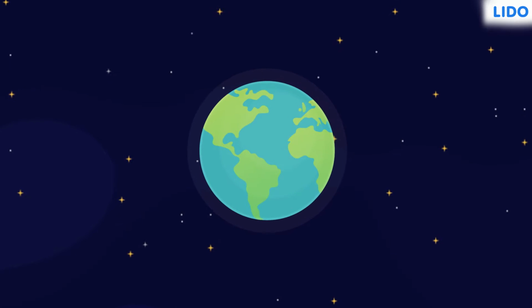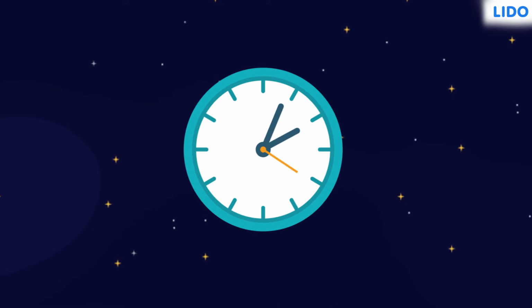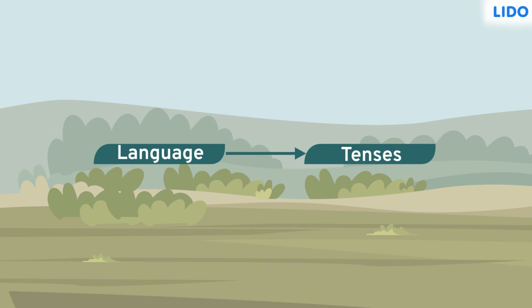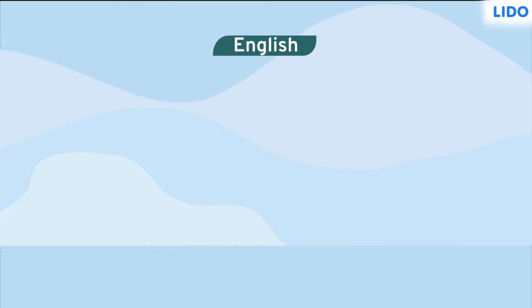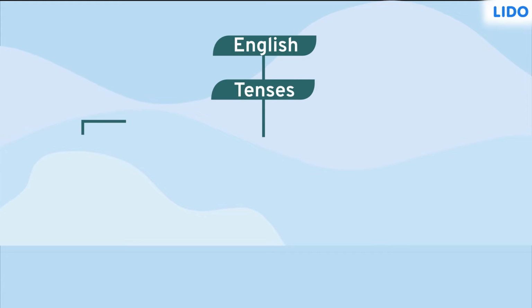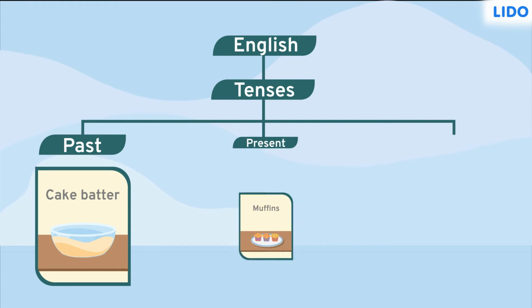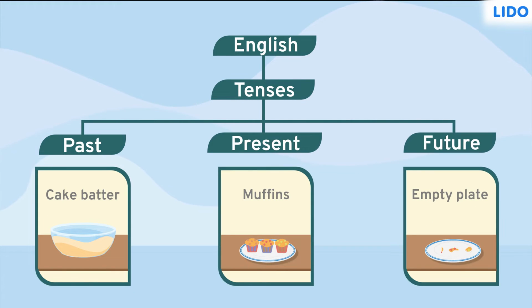Hey guys! In life, we look at the actual time to state a specific time period. But in language, tenses are how we express time without stating the exact time period. In the English language, there are three main tenses: past, present, and future. Today, let's look at the past tenses.